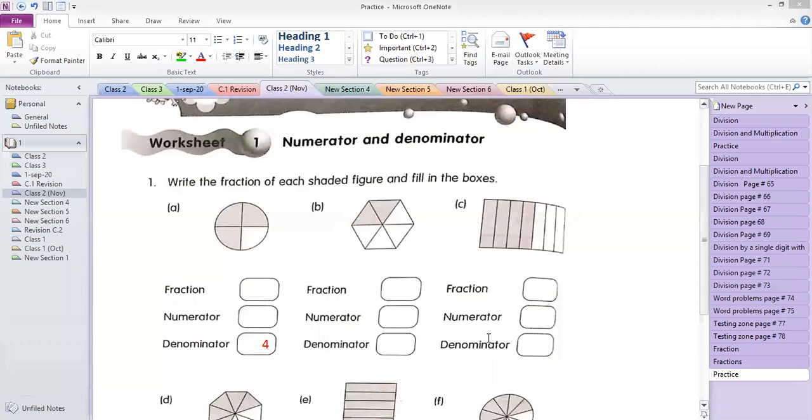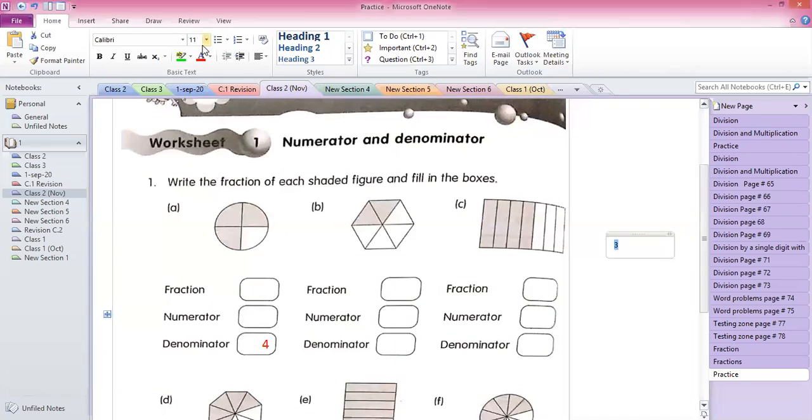So the answer is 3. There are 3 parts which are shaded. So out of 4, 3 parts are shaded. So we will write 3 in the numerator place. What is the numerator here? Numerator is 3. So I will write 3 here.